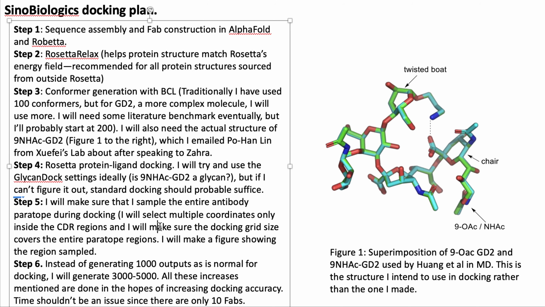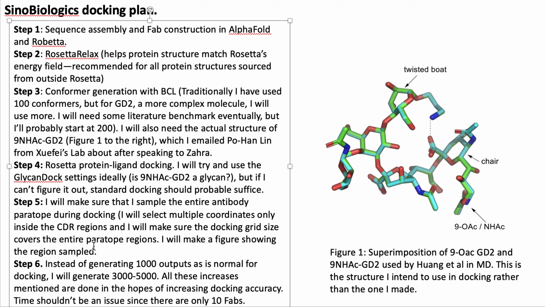Okay, for the actual docking, I'll select as many coordinates as I can within the antibody paratope regions and the CDR regions to make sure that I sample the entire CDR region with the docking grid size. In future updates and in the paper, there's going to be a very, very detailed figure showing the spherical regions that were sampled in the antibody paratope, and it's going to have the entire CDR region sampled, showing that we truly analyzed it thoroughly during the docking.